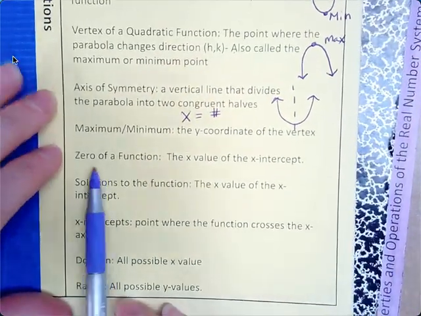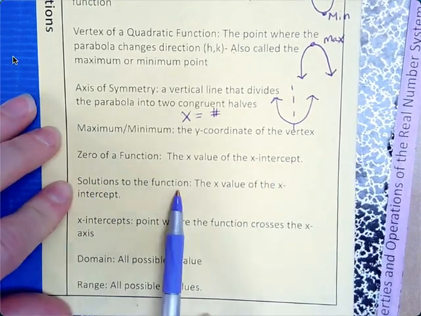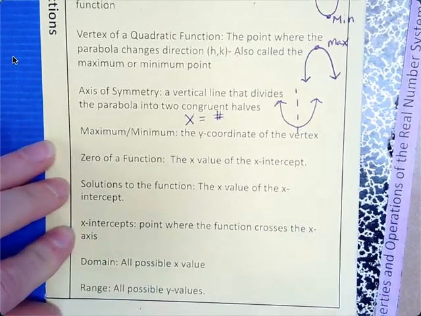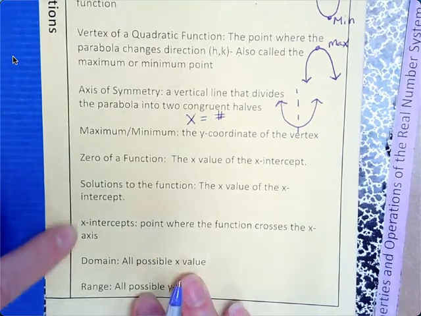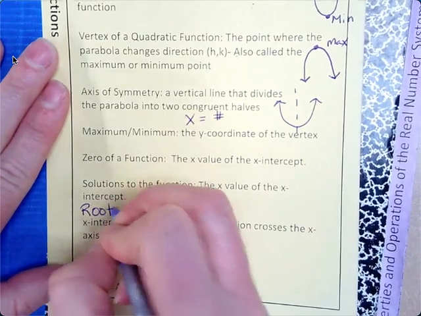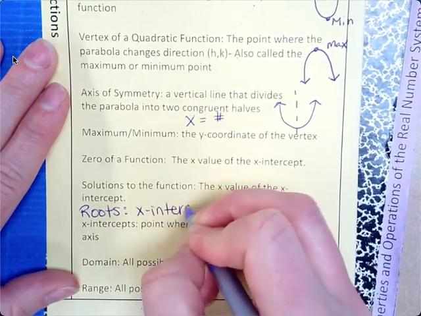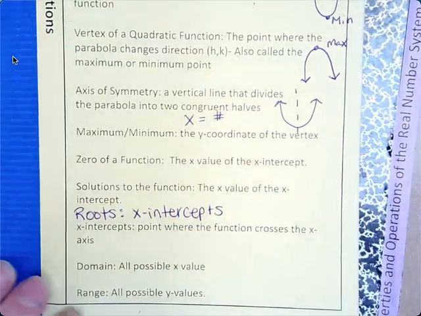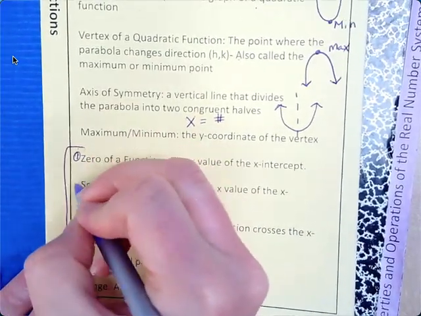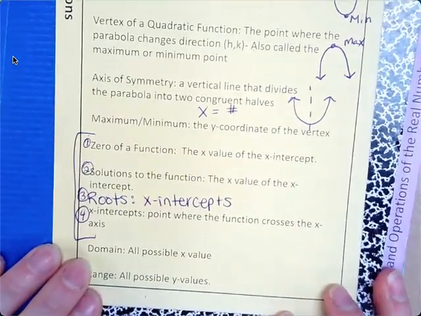Now we have zero of a function, the x value of the x-intercept, solution to a function, the x value of the x-intercept, x-intercept, point where the function crosses the x-axis. These all represent the exact same thing. There's actually one more word that I forgot to put on here, and it's roots. And roots are x-intercepts. So these four things, one, two, three, four, they all represent the same thing, which is x-intercept.